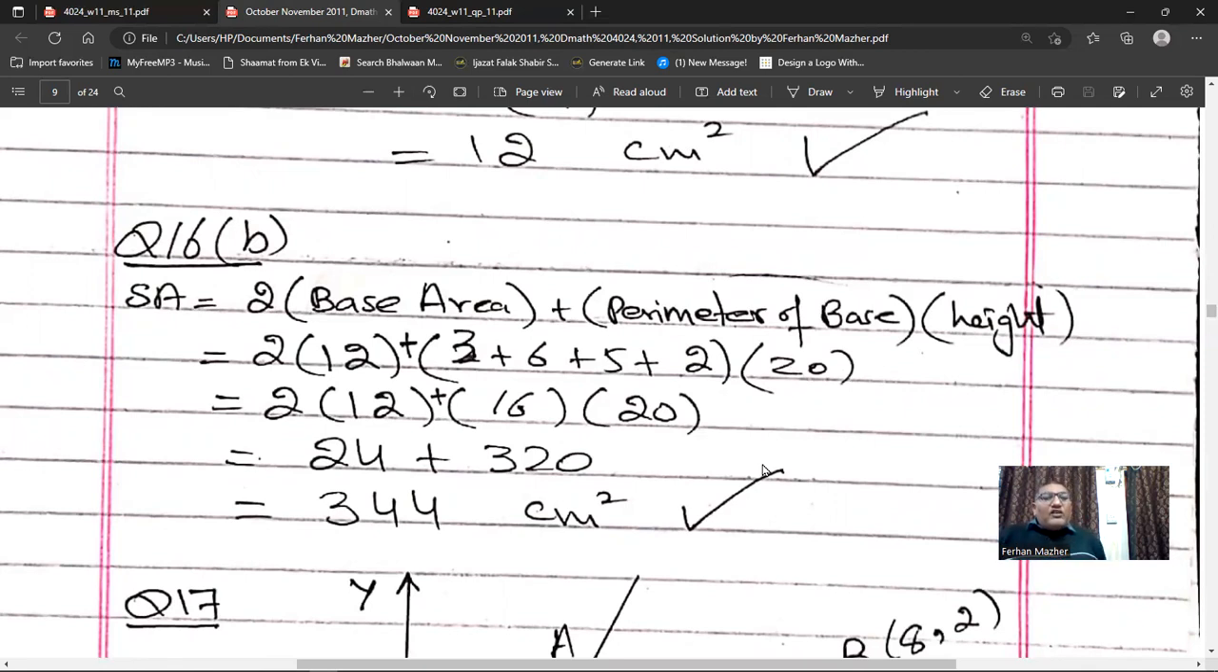So it will be 24 plus 320. So that will be 344 centimeters square.